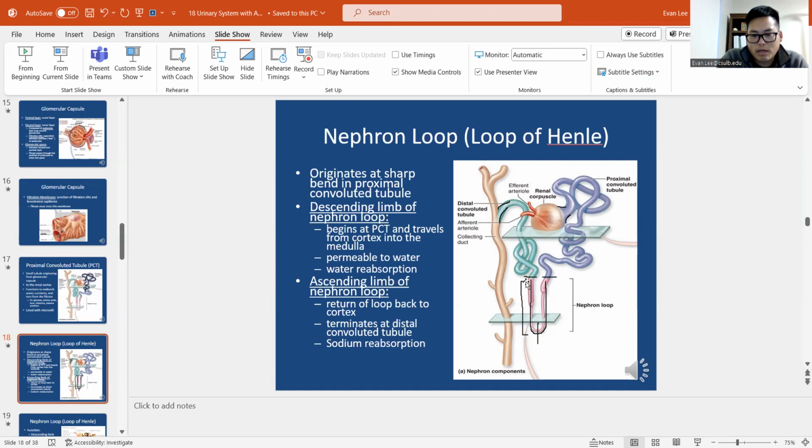Now, something that's going to help with that, but I won't explain it here, but if you look closely, you have the ascending limb of the loop of Henle on the other side, and this is not permeable to water, but this is where you're going to be able to reabsorb sodium. This is where you're going to be able to reabsorb salts. And that is very important to the kidney, but just know that between the two sides, the descending limb of loop of Henle reabsorbs water, and the ascending limb of loop of Henle reabsorbs salts.